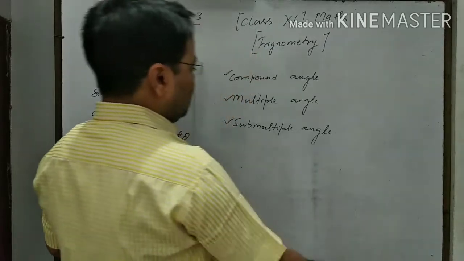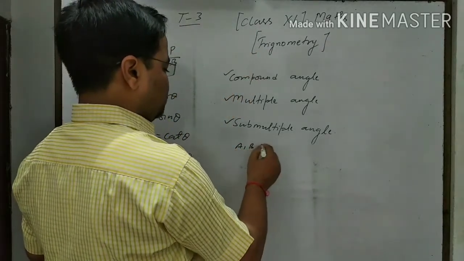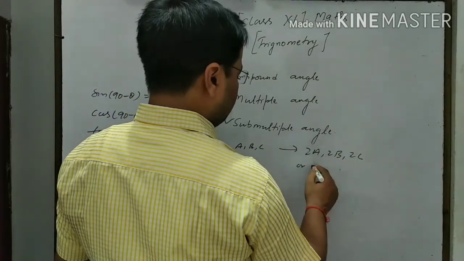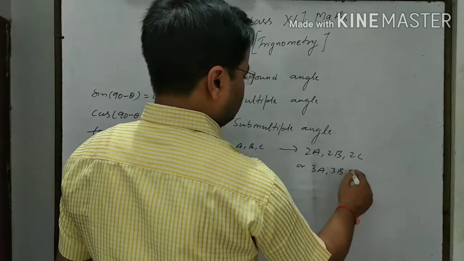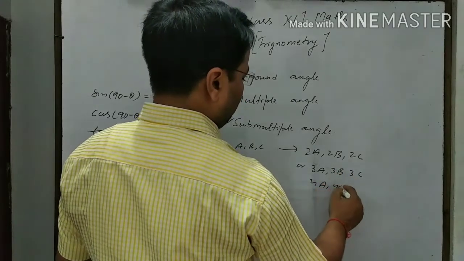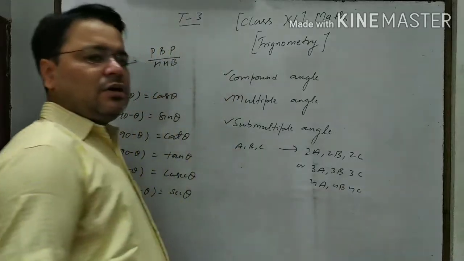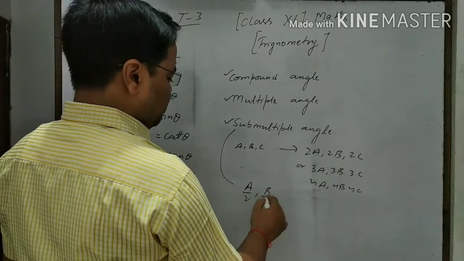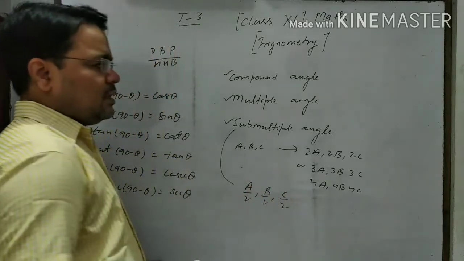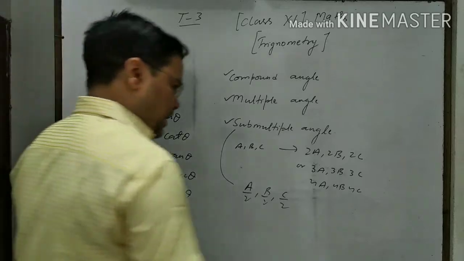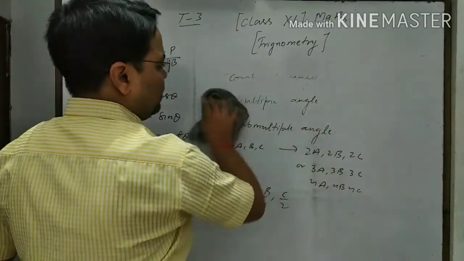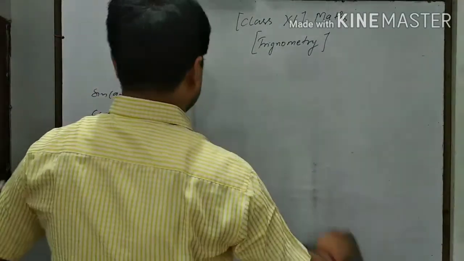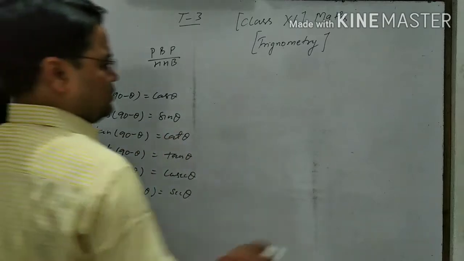Then what is the multiple angle? If we have A, B, C as angles, then 2A, 2B, 2C or 3A, 3B, 3C, or 4A, 4B, 4C are called multiple angles. Then what is the submultiple angle? If you write here A by 2, B by 2, C by 2 like this, then this will be a submultiple angle. Then remember this, what is the compound angle, multiple angle and submultiple angle? Now let us think about this using this method.